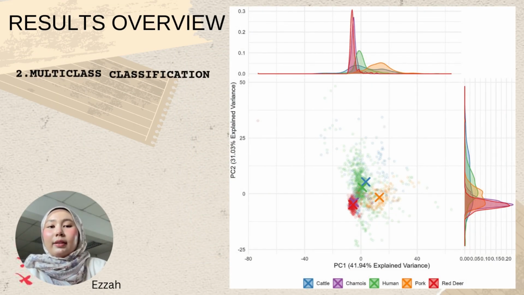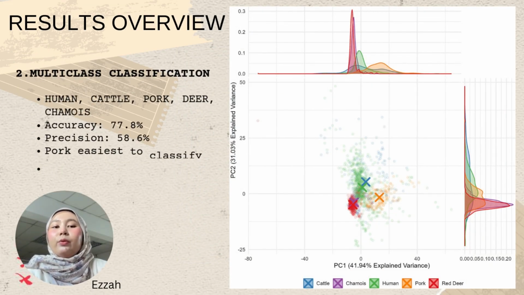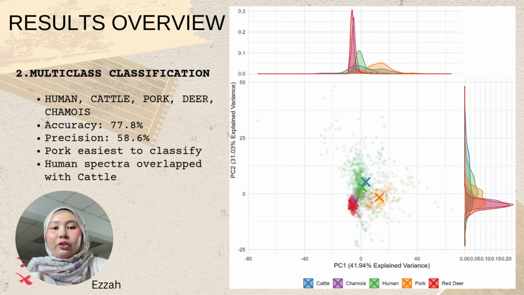Next is the multi-class classification, which was expanded into 5 categories: human, cattle, chamois, deer, and pork. Compared to the previous binary classification, the overall accuracy for the multi-class classification dropped to 77.8%, with an average precision of 58.6%. Based on the spectra, pork bone spectra formed the most distinct cluster and were the easiest to be recognized by the model. Deer also showed a strong classification with 95% correct identification.